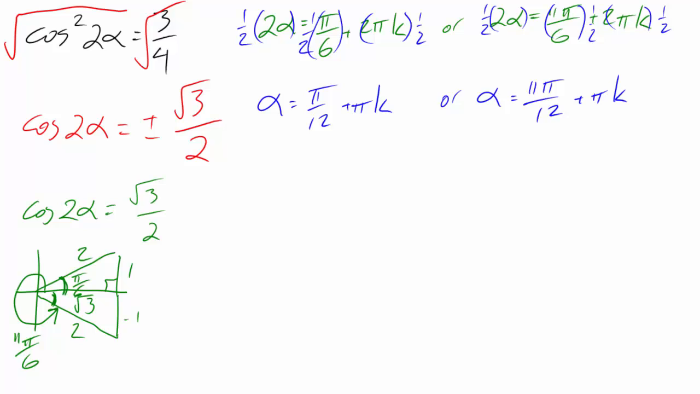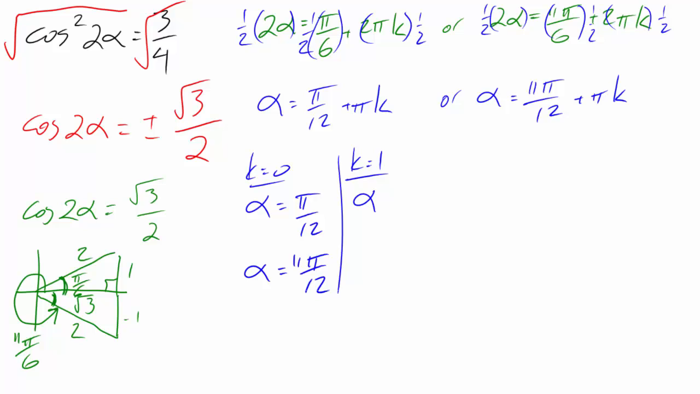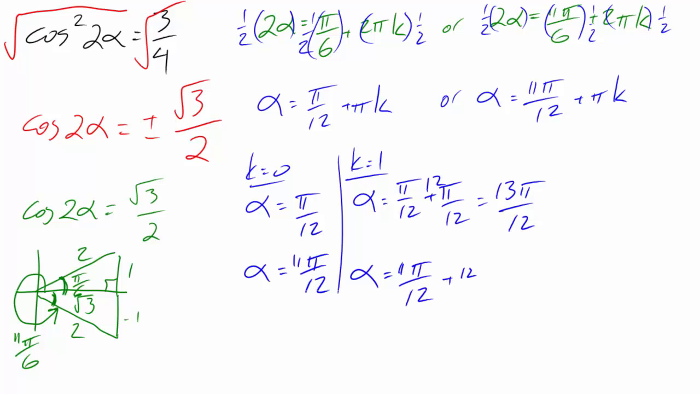Then we're just going to go through and choose different values for k. So if k equals 0, alpha is going to be pi over 12, or 11 pi over 12. For k equals 1, alpha is going to be our pi over 12 plus pi times k, which was 1. So our common denominator here would be 12. So that'll give us 13 pi over 12. Or we'll have 11 pi over 12 plus, again, pi, which will be 12 pi over 12, to get 11 plus 12 is 23 pi over 12.